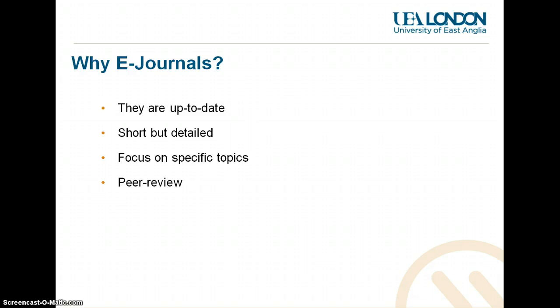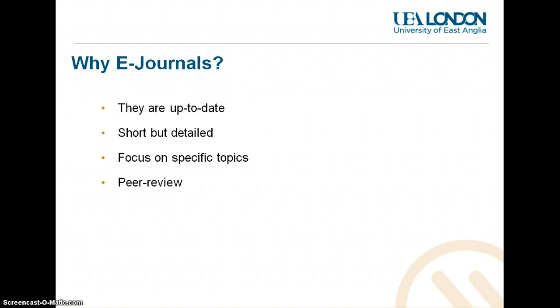First of all, what is a journal? A journal is a publication that contains scholarly articles written by academics or experts in a subject area. There are a number of reasons why you should be using them in your research. Journal articles are more up-to-date than books.